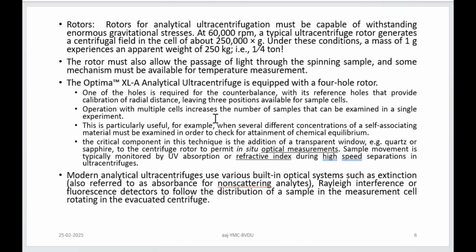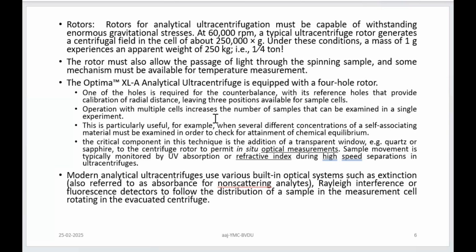And there is no need to remember the brand name, okay? It is just for your practical information, for practical knowledge. The critical component in the technique is addition of a transparent window which is required to see what is actually happening, so the instrument will be seeing through it. The quartz or sapphire window is there.